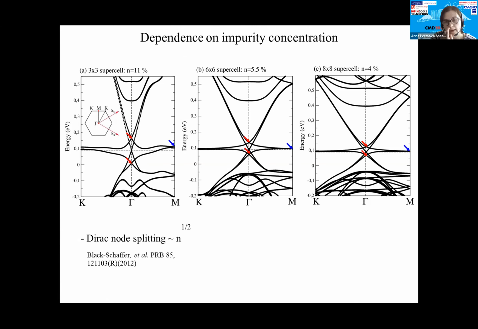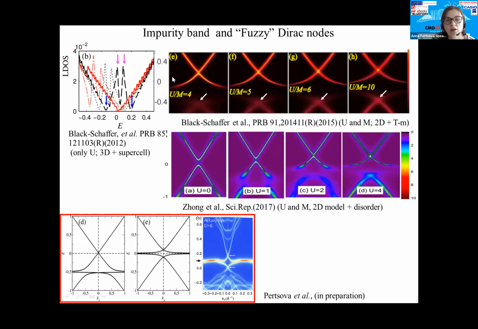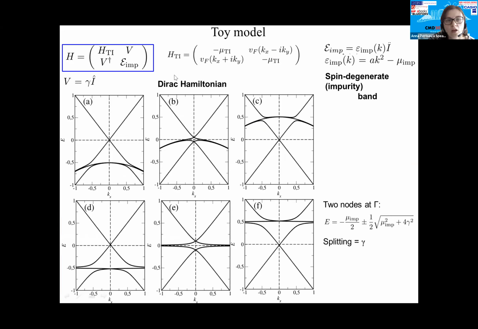So how can we explain this splitting? If we take a simple model of the Dirac state and couple it to an impurity band, this is the Hamiltonian that describes the situation. We have a TI Hamiltonian, which is simply k dot sigma, and the impurity band, and V is the hybridization between the two. The impurity band can be anything. We can give it a curvature, so it can be a parabolic band, or it can be a flat band, as in the bottom panels.